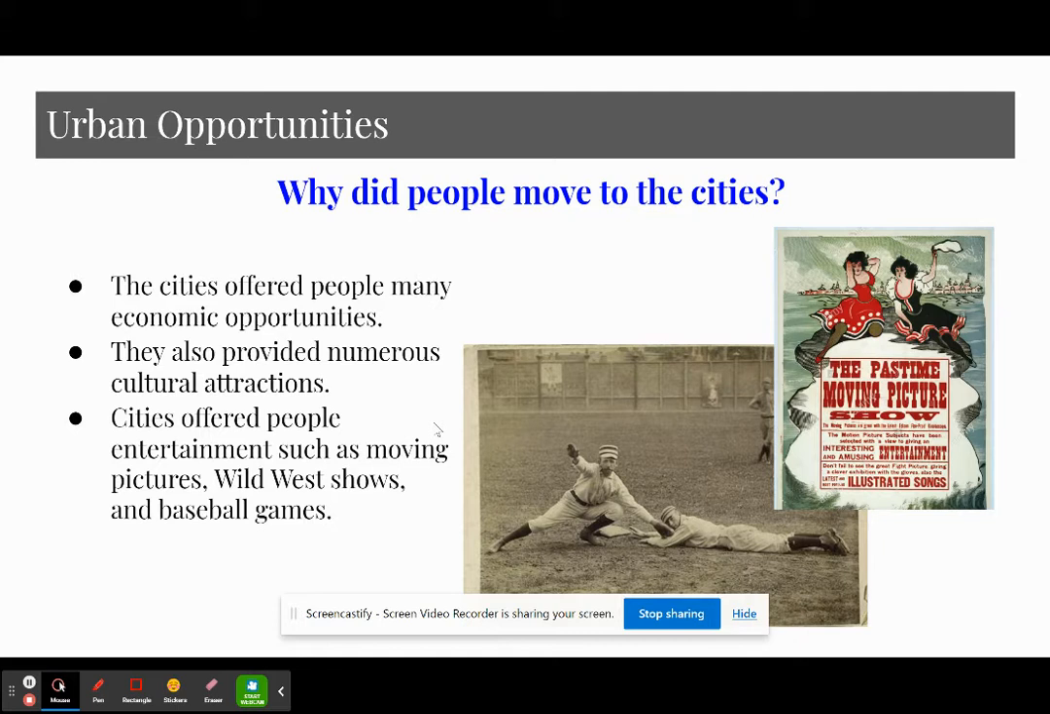Some things that were also attractive about the cities were that they offered many economic opportunities, and they also provided so many cultural attractions. So moving picture shows, baseball became a pastime, Wild West shows. So there was lots of entertainment. And as labor unions start to take hold and people are not forced to work every waking hour, there was some more time for leisure. And because people had a little bit more pocket money, they had some money to spend. Not a ton, but the working poor were able to actually partake in some entertainment.